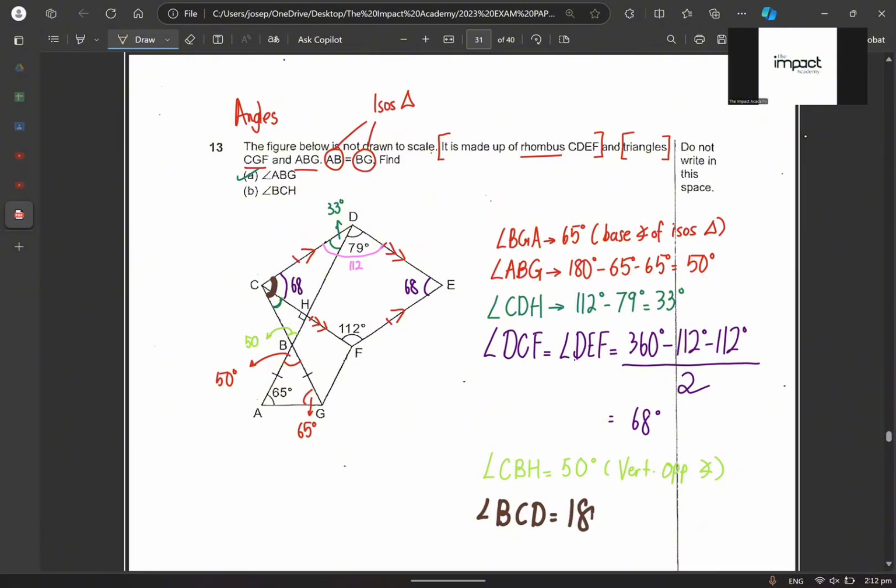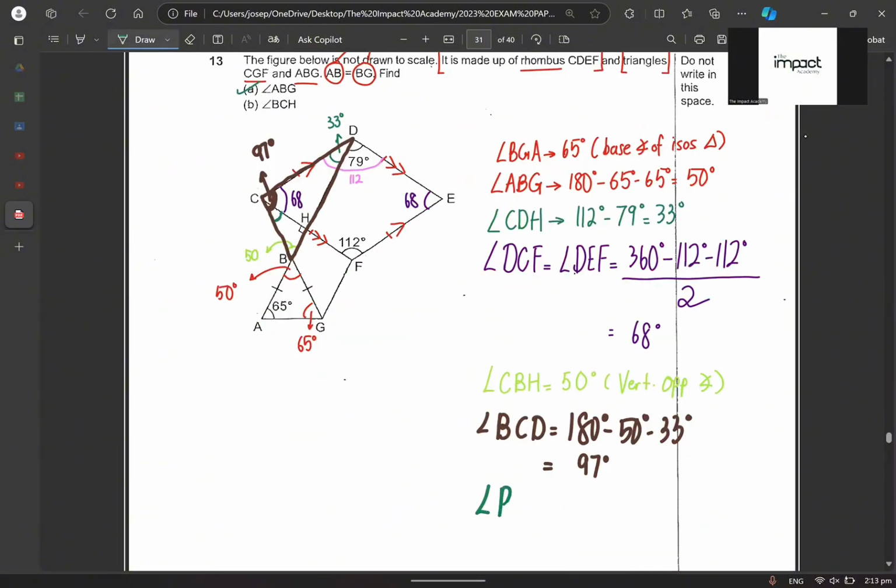Why is it that we can find that? Because we can simply do 180 degrees. I'm going to use this triangle to find it for us. This is the triangle that I have. So 180 minus 50 degrees minus 33 degrees. When I do 180 minus 50 minus 33, we get 97 degrees. So this entire brown color part is 97 degrees. But we just want the dark green one, which is angle BCH. So angle BCH is now 97 degrees minus 68 degrees, and we'll get an answer of 29 degrees. And therefore, this is my answer for this question.